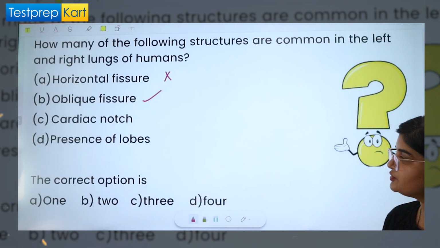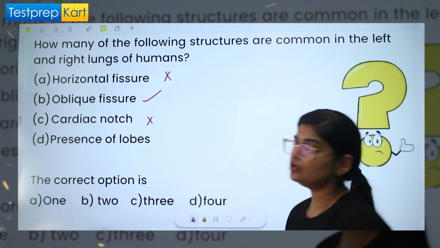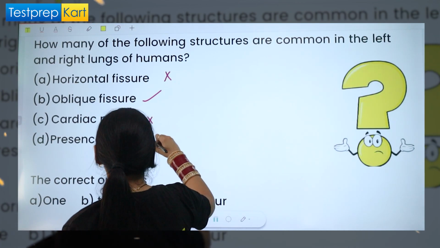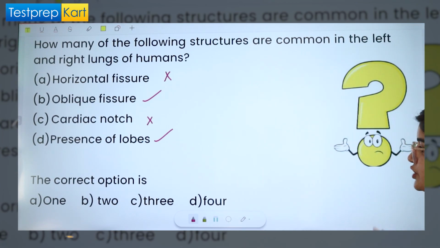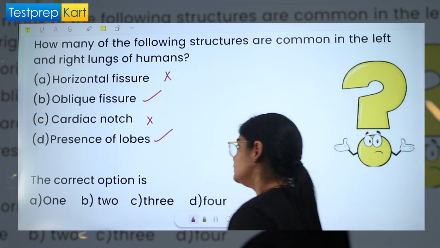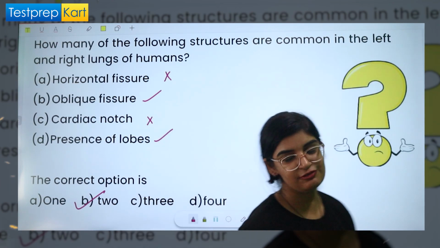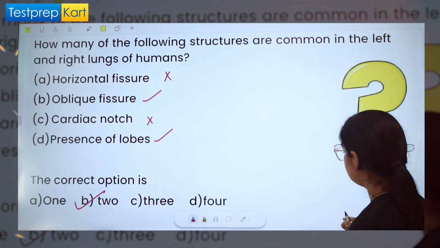Now moving towards the third option, that is the cardiac notch. The cardiac notch was only present in the left lung, right? So it is not common between the two lungs. And the next option is the presence of lobes. Yes, there is a presence of lobes, right? Numbering is not mentioned, so therefore it will be correct. So the correct options are option B, 2, and D, 4. So we can see that out of the 4 statements, only 2 statements are right. So the correct option will be option number B, that is 2, right? So the answer will be option number 2 for the given question, right? It's clear. Now moving forward, we have the next question.